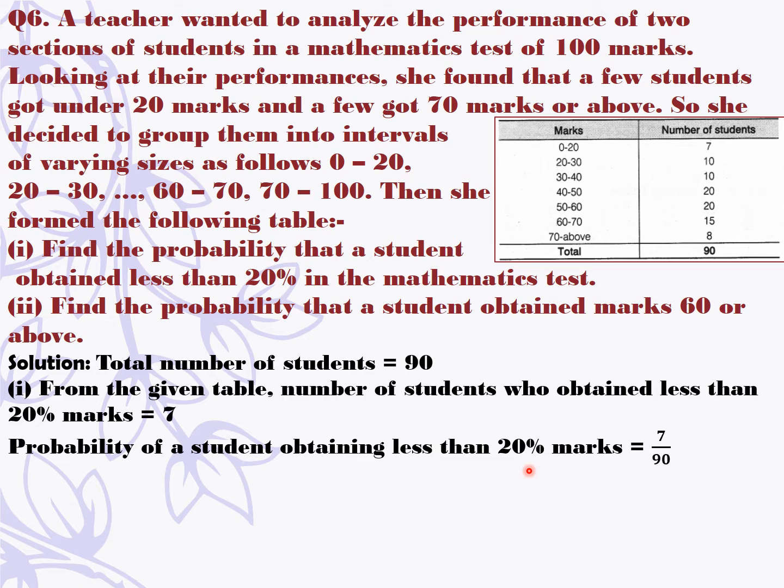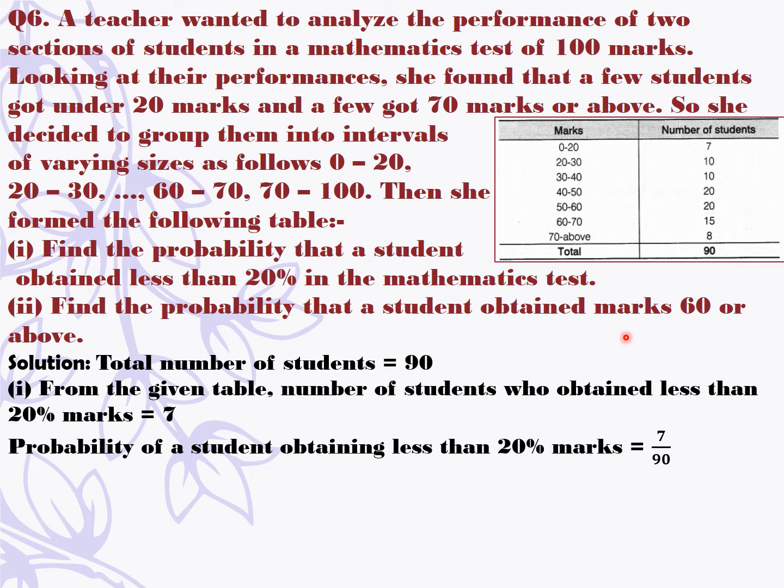In the second part of the question, they have asked us to find out the probability that the student obtained 60 marks or above. Now, from the table we can clearly see that 60 and above, that is 60 to 100. So there is no upper range given, that means the maximum marks, which is 100 marks. So 60 to 100 marks will be the event right here.